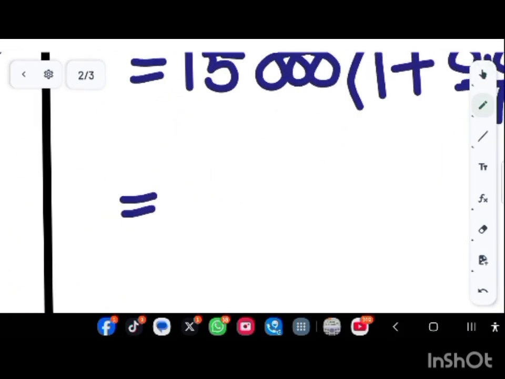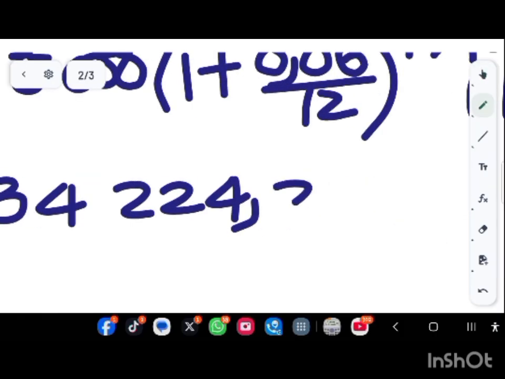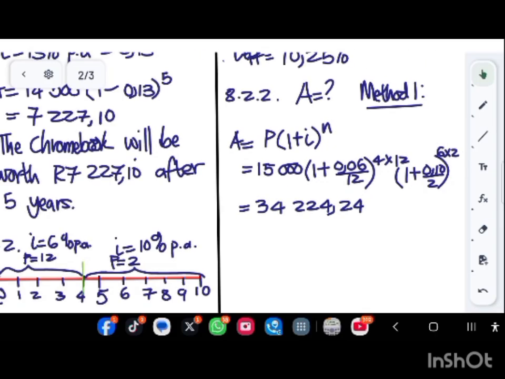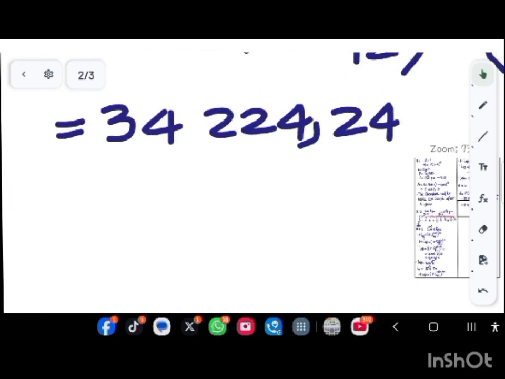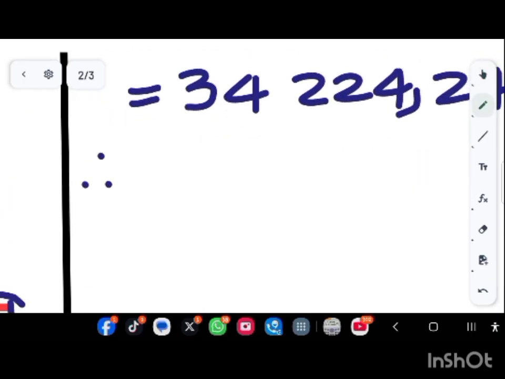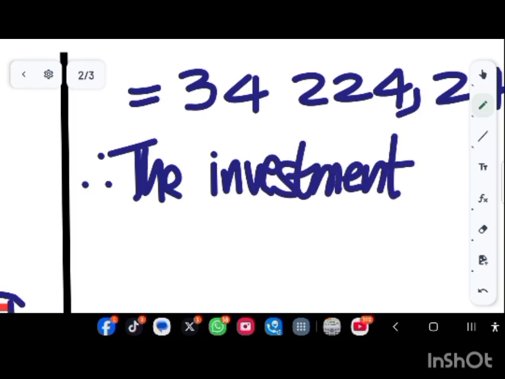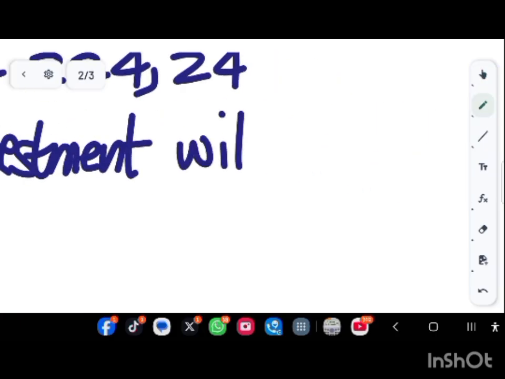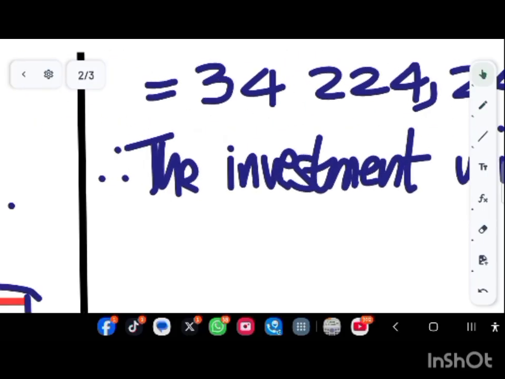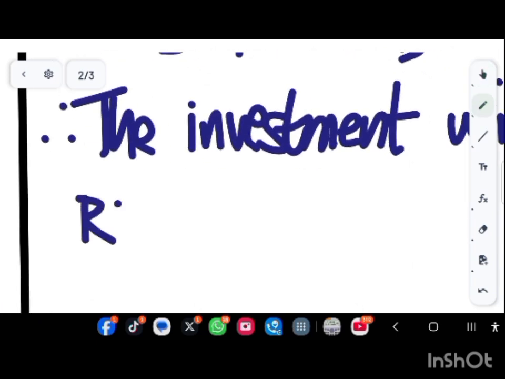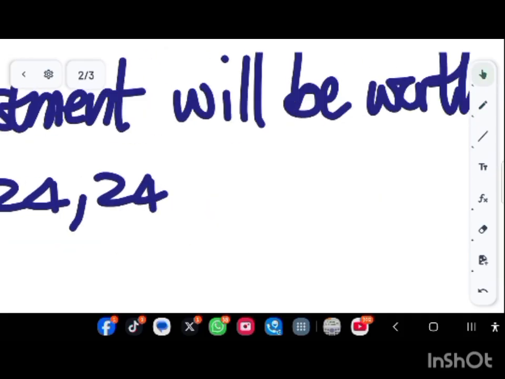So that's 34,224.24. Let's just double check. Correct. And that's how you round that off. So therefore, the investment will be worth 34,224 rand and 24 cents in 10 years.